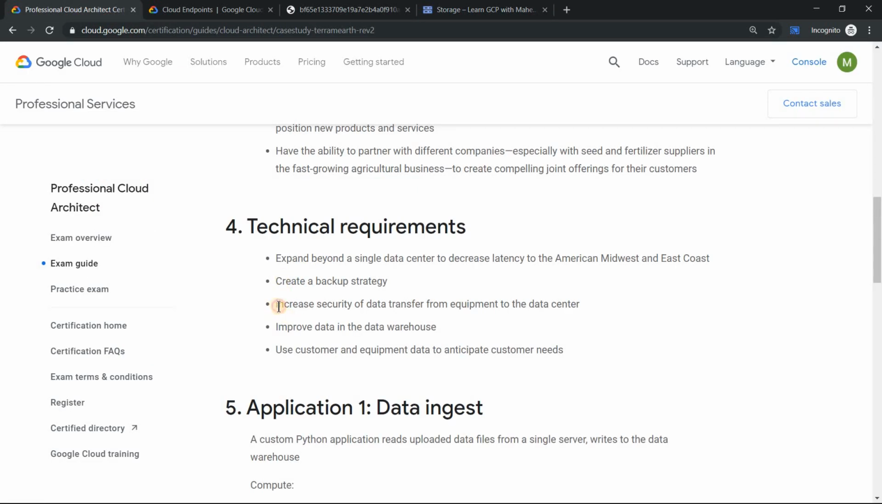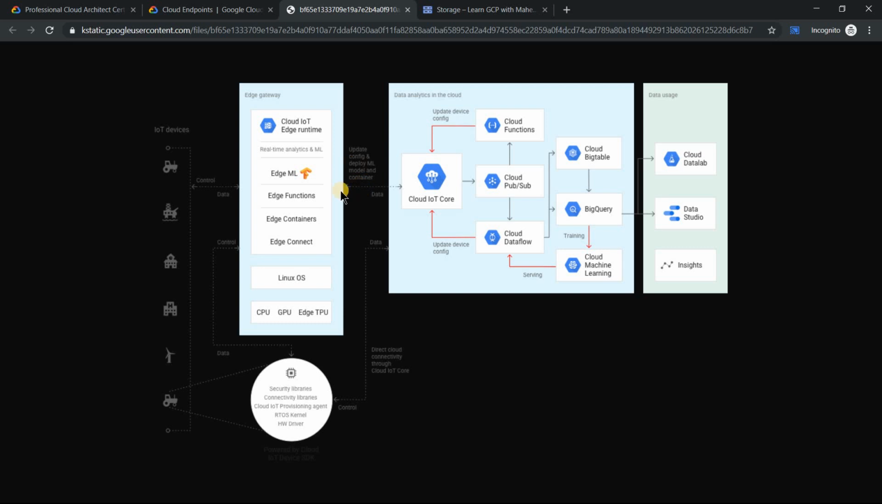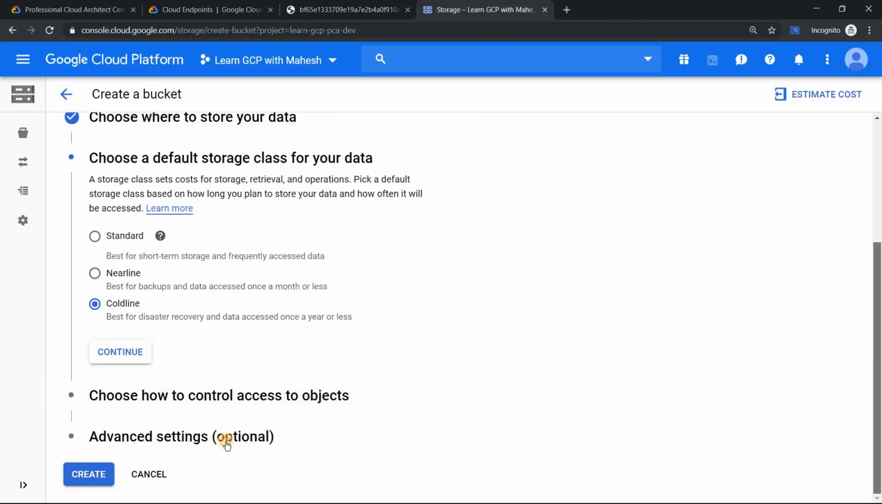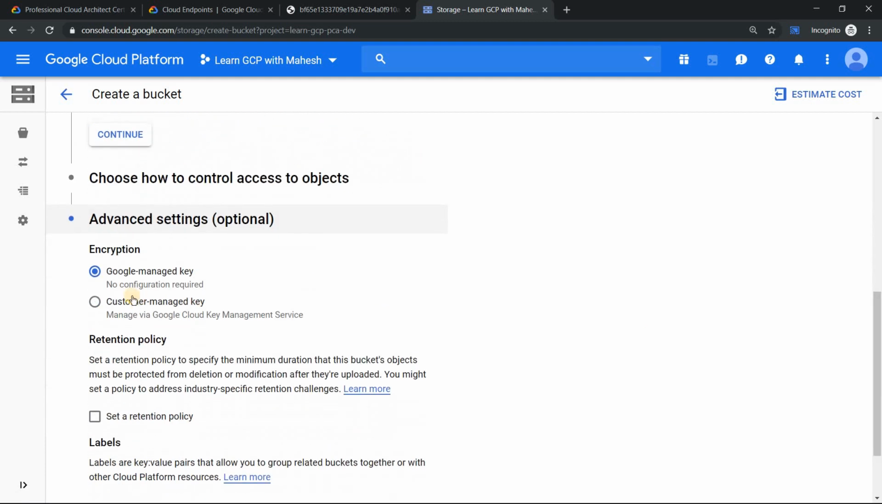So that's the part. Then increase the security of the data transfer from equipment to the data center. So the first part is, if you look into this part, you can just ignore the edge part. The vehicles coming, the data generated from tractors or any devices, they first hit IoT Core. So definitely you need to make sure the data is transferred securely. And when it comes to storage options and all, by default it's turned on with encryption. So the data is secure. It's encrypted during transit and at rest. So that is one thing you need to keep in mind.